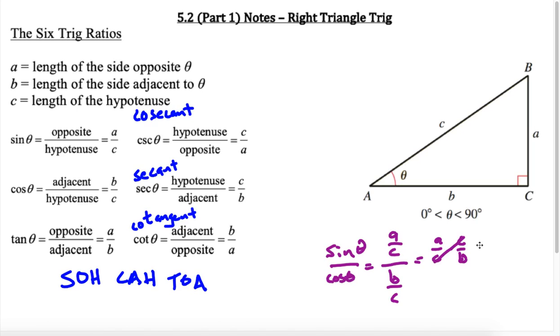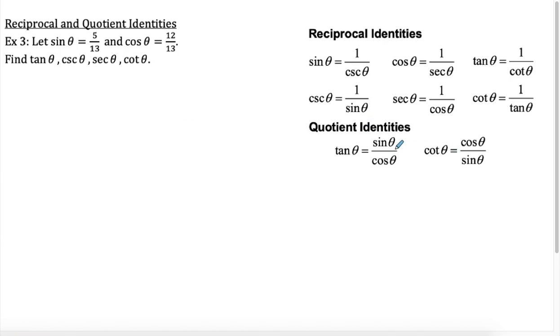The C's would cancel then, and this would just equal A over B. So sine over cosine equals A over B. That's exactly the same thing that tangent equals. Okay, so that's where this quotient identity comes from. Tangent is equal to sine over cosine. And then cotangent is derived exactly the same way. Cotangent is just the reciprocal, so we can say cotangent is the same as cosine over sine.